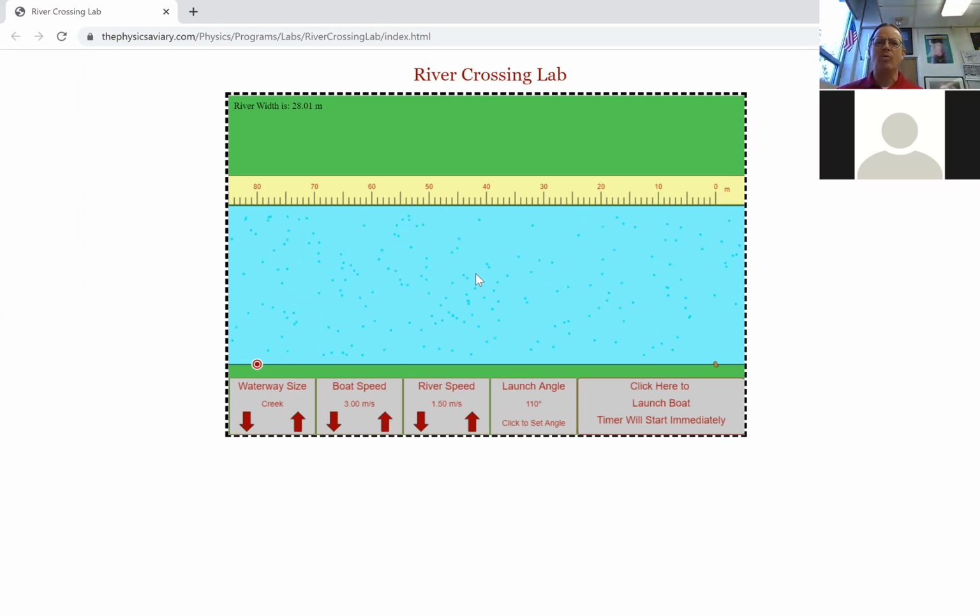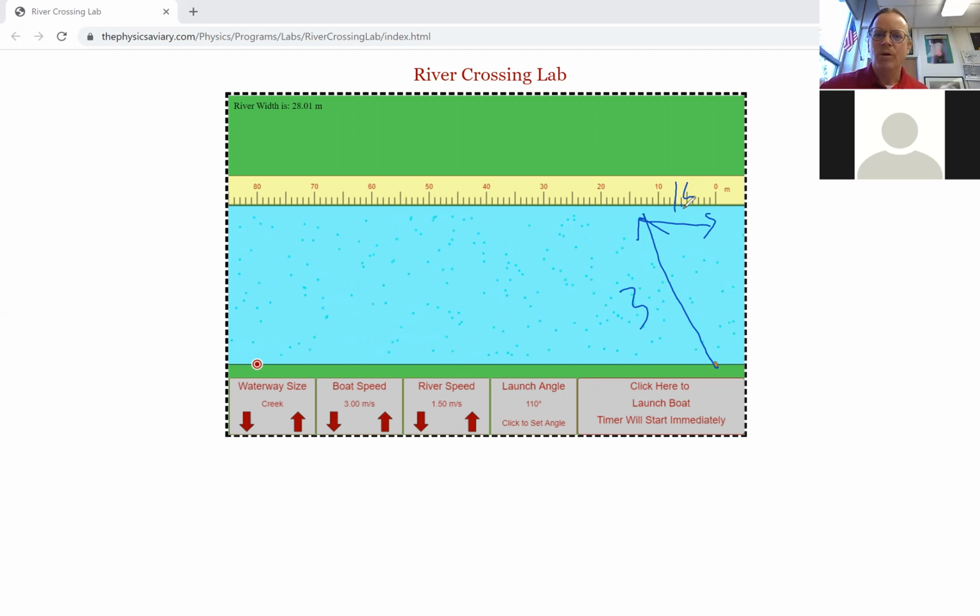Now to figure out exactly what angle to aim that at, going back to annotate, I don't like that orange. Blue, dark blue. So I know I got to point the boat in some direction this way. I don't know the exact direction yet. And my boat speed is 3, and the water speed is 1.5. 1.5 meters per second, 3 meters per second. If I nail that, that means the boat actually goes straight across. So all I have to do is find the angle.